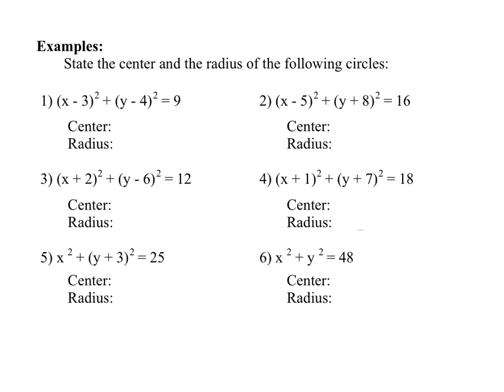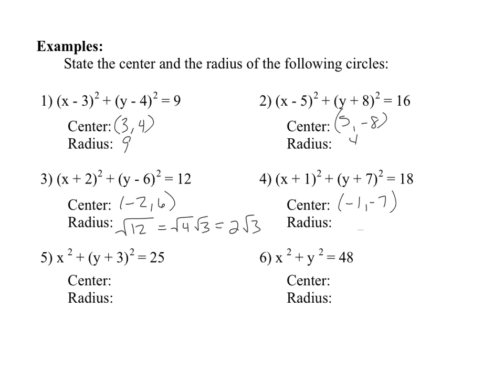So if you're looking at this particular equation, the center is 3, 4. The radius is 9. Here the center is 5, negative 8, and the radius is 4. Here the center is negative 2, 6, and the radius is radical 12, and if you reduce that, it's 2 radical 3. Here it's negative 1, negative 7. Again, radical 18, 9 and 2, so it's 3 radical 2.